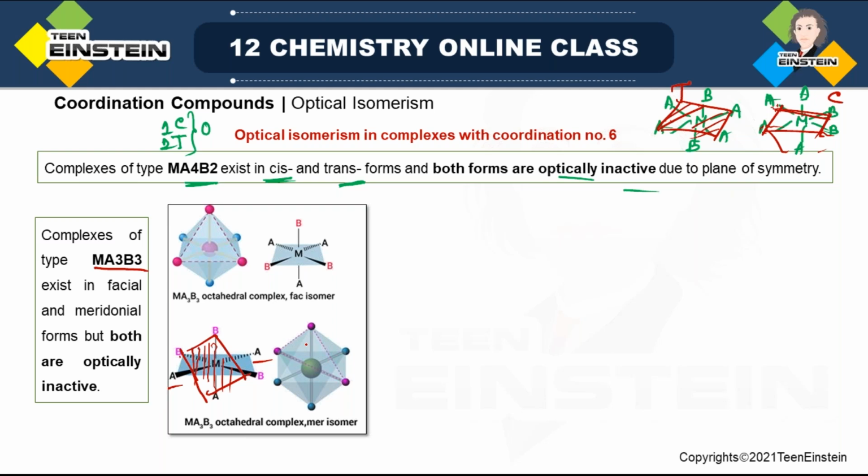So just draw the proper structure of the geometrical isomer and then try to find out whether any plane of symmetry is present or not, because it is not always possible to take the mirror image and try to see whether it is superimposable or not. It is comparatively difficult. My suggestion will be to just draw the isomer and try to find out whether any symmetry element, that is a plane of symmetry, is present or not. If a plane of symmetry is not present, it will be optically active. But in this case, a plane of symmetry is present, so optical activity is not possible.